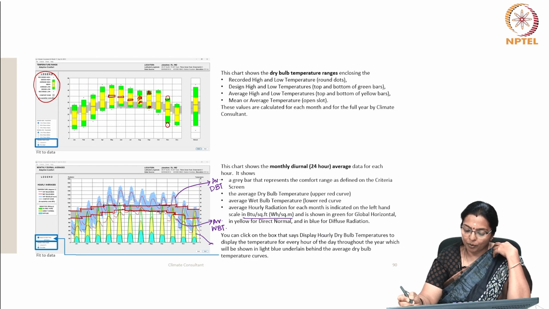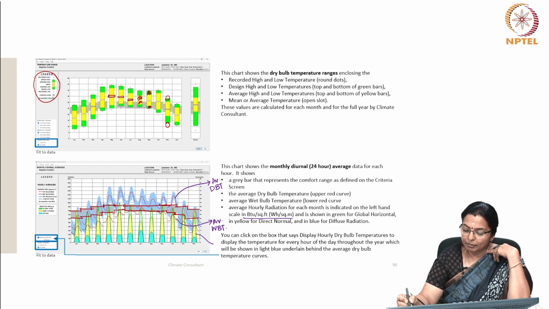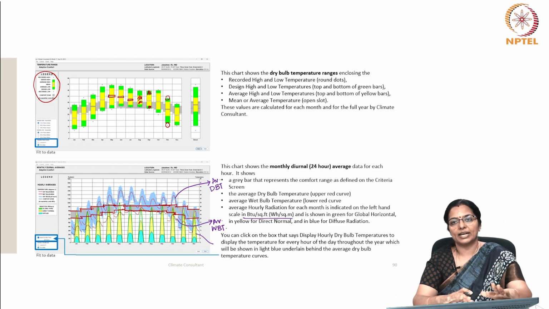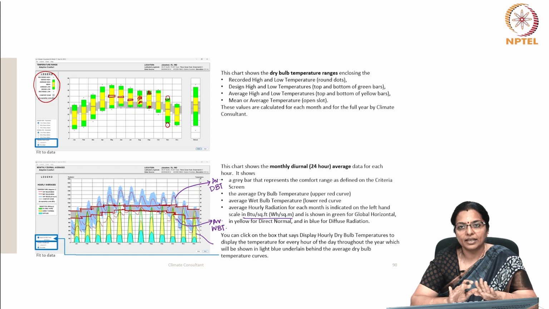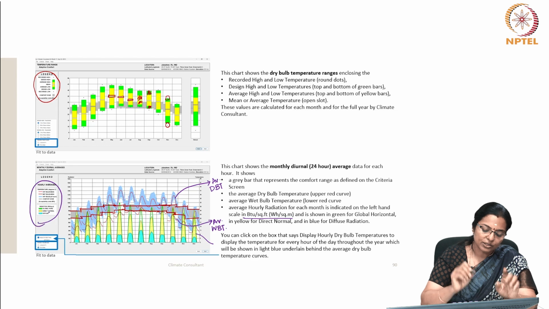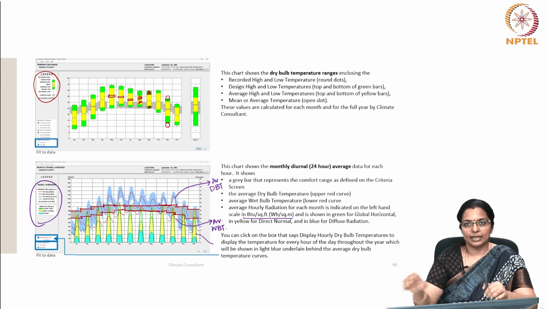You can click on the box here that says display hourly dry bulb temperature data, and then the temperature for every hour of the day throughout the year, which will be shown in light blue behind the average dry bulb temperature curves, will also come. But it will be too confusing because too much data will be presented on this chart. This legend gives you the meaning of all these curves and colors in detail.